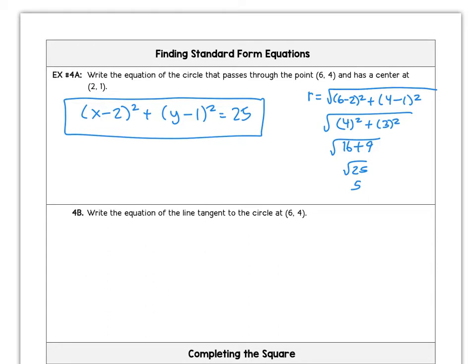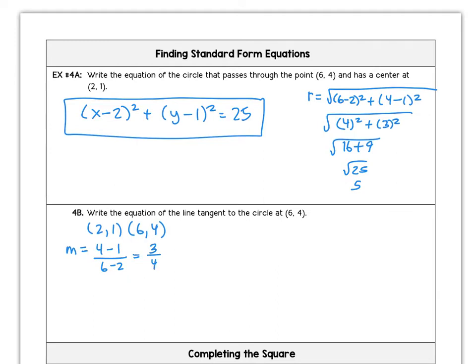All right, so let's look at part B. Write the equation of the line tangent to the circle at 6, 4. Alrighty, so we have the center of the circle is 2, 1. And it goes through 6, 4 also. Okay, so we need our slope. Anytime we write an equation of a line, we need slope. All right, slope is 3/4.